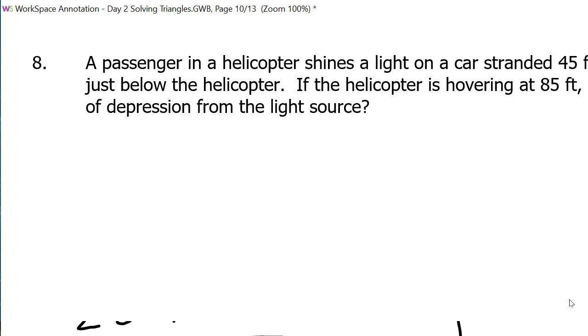A passenger in a helicopter shines a light on a car straight at 45 feet from a point just below the helicopter. As the helicopter is hovering at 85 feet, what is the angle of depression from the light source? Okay, the artisticness continues. That's my helicopter, and it's hovering over the ground.